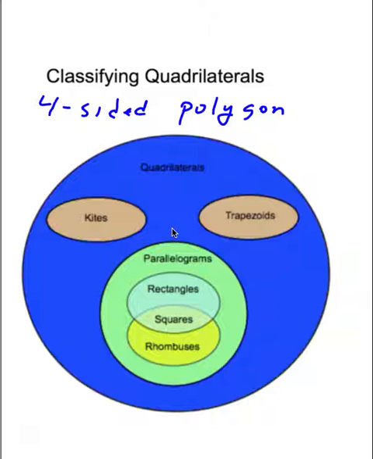A kite, trapezoid, and parallelogram have no overlap between them, right? A kite is never a trapezoid, and a trapezoid is never a kite, and neither of those are parallelograms, and vice versa. We'll talk about the details of these in a second, just to help you understand the diagram. So what would you infer about rectangles, squares, and rhombuses?